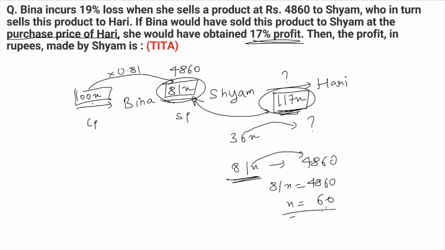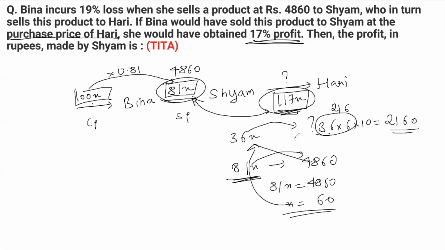81 6s are 486 and a 0, we get x as 60. Plug it in here, we get the profit made by Sham. 36 into 60. 36 into 60 is 36 into 6 into 10. This is 6 cube, right, guys? And if you know 6 cube, it's very easy. 216 into 10. The profit made by Sham is 2,160 rupees, right?